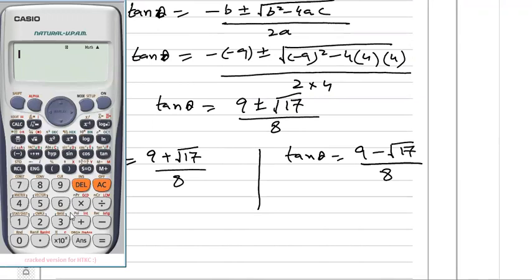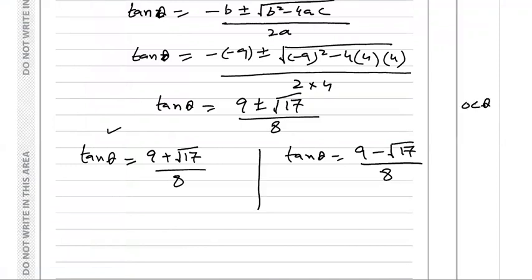Now in this case, let's solve it first. It will be 9 plus square root of 17 divided by 8. So it will be 1.64038. It's a positive value. If you take the negative sign, the result is also a positive value. In both the cases, the value is positive. Okay. And we have to solve it from 0 to 90 degrees.